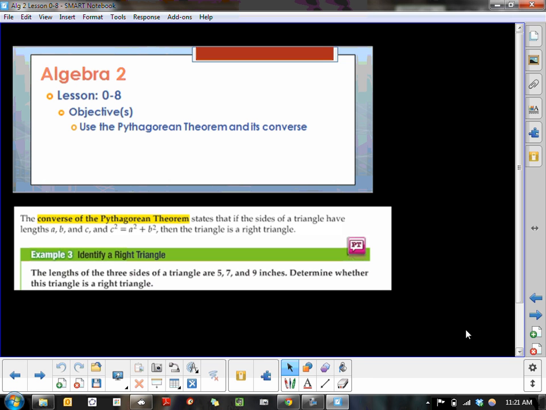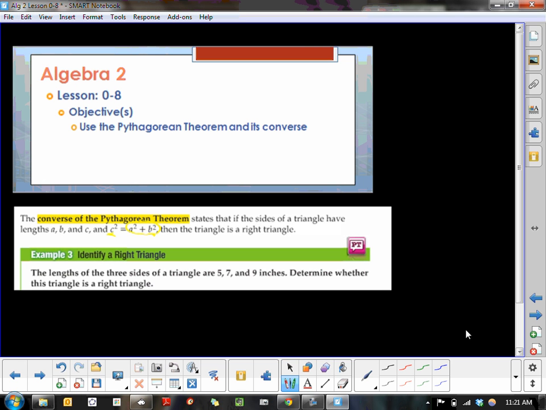What we do know is, if it is a right triangle, then the longest side squared, or hypotenuse squared, has to equal the sum of the two shorter sides squared. So if that comes up to be a true statement, we know we have a right triangle. If it comes back a false statement, then we know that it's not a right triangle. So we're just applying the same knowledge, only in a little different light.